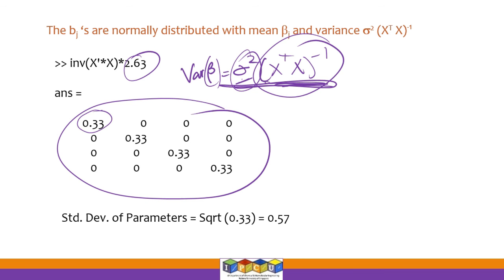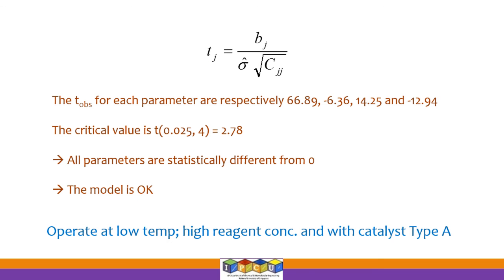So this is the variation in the beta naught term. This is the uncertainty associated with beta 1, beta 2, and beta 3 in the model, right? And this is the square of the standard error, so the square root is going to be 0.57. So this can be used to compute the t values, etc. All right. So you get the observed t values to be these numbers.